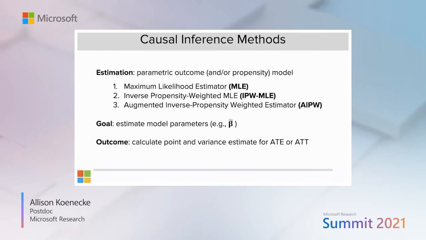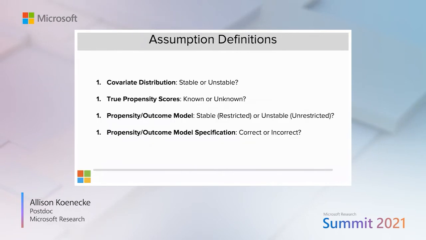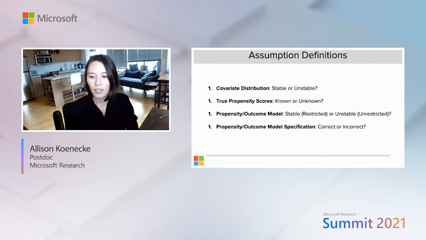Now, before we proceed to federating our estimators, we need to define some properties of our data and models. So on covariate distribution, if we have heterogeneous data sets, it'll be unstable. On propensity scores, if we're not simulating our own data, these will be unknown. Next, if at least one of the propensity or outcome models is unstable, this means that we do not have the same functional form and model parameters across individual data sets, so we need to allow parameters to be specific to each data set. And lastly, if the model has omitted covariates or incorrect functional form, then the model is misspecified.